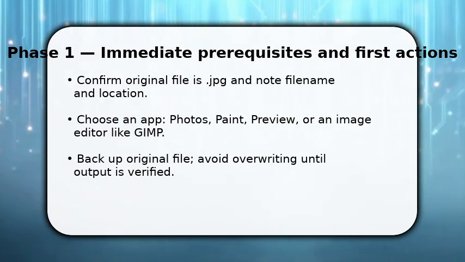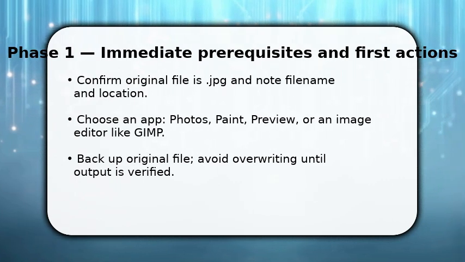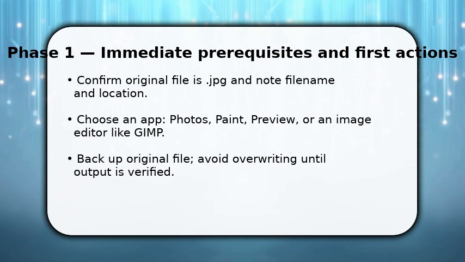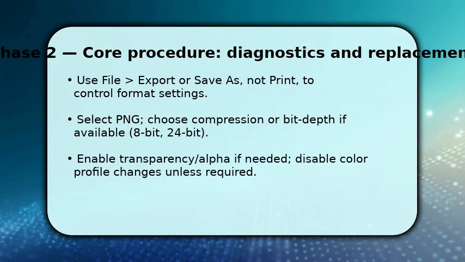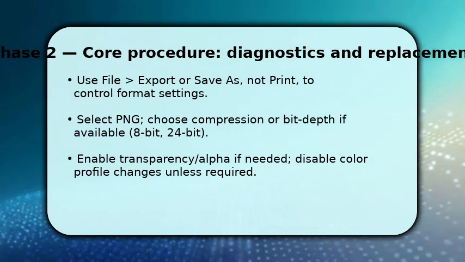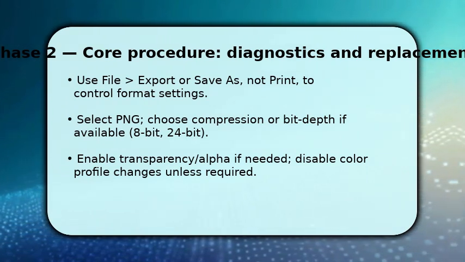Now you export. Choose File, then Export or Save As, and select PNG from the format list so you maintain full color fidelity. Make sure to set bit depth, 8-bit for simple graphics, 24 or 32-bit for photos and transparency, because this affects file size and quality.